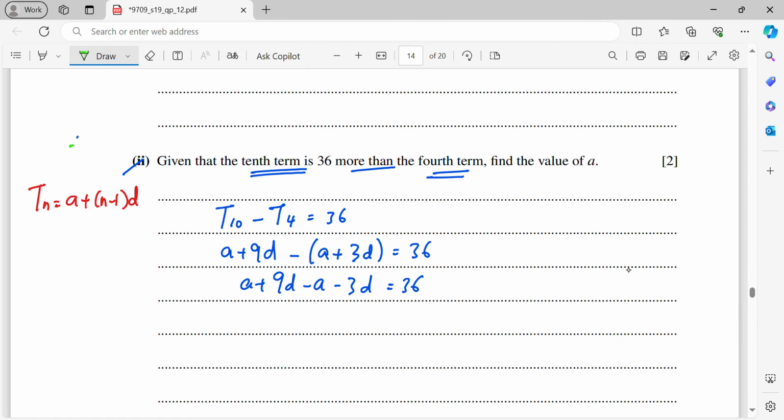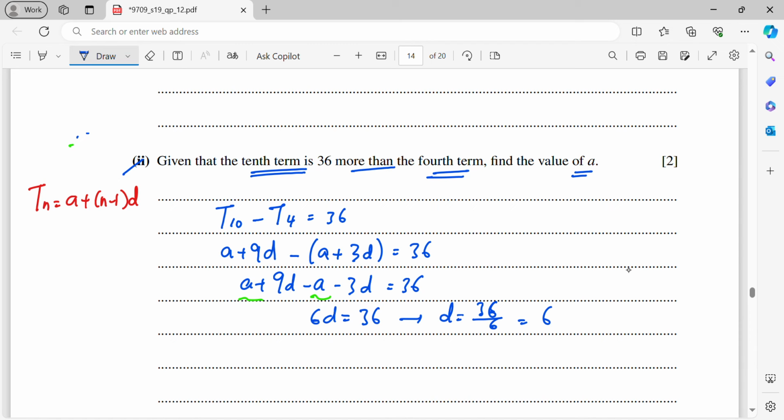So when you look at here, the a and minus a will be cancelled off. So just left 9d minus 3d, that is 6d equals 36, which means now my d is 36 over 6, that is 6. And now you need to find a.